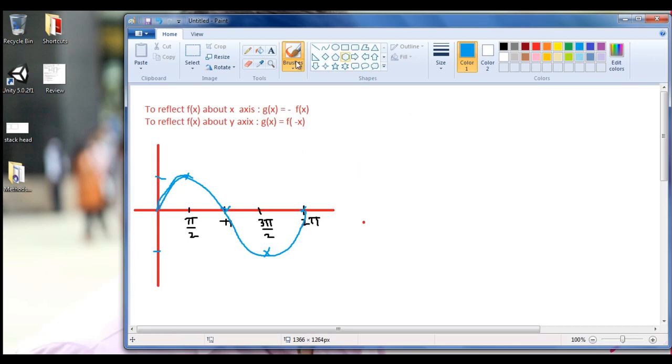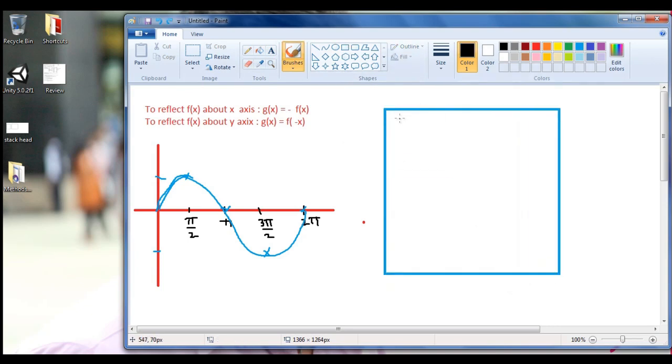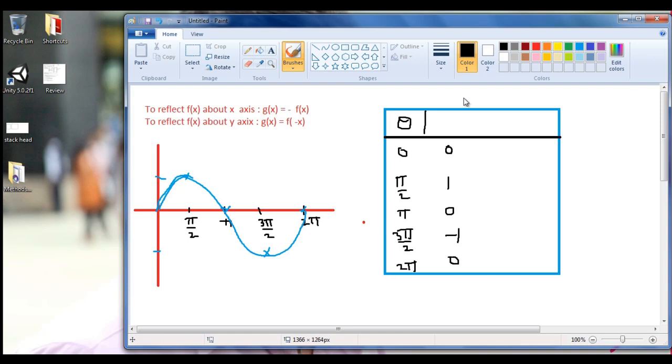Now let us take, we want to flip it around the x-axis, then we have to negate the function. Let us make a table here so that we get an idea of the values we will get. Here we will have theta. If theta is 0, sine 0 is 0, sine pi by 2 we get 1, sine pi we get 0, sine 3 pi by 2 we get -1, and sine 2 pi we get 0. Right guys, we know this already. And now we have here sine theta, that is our f of x.